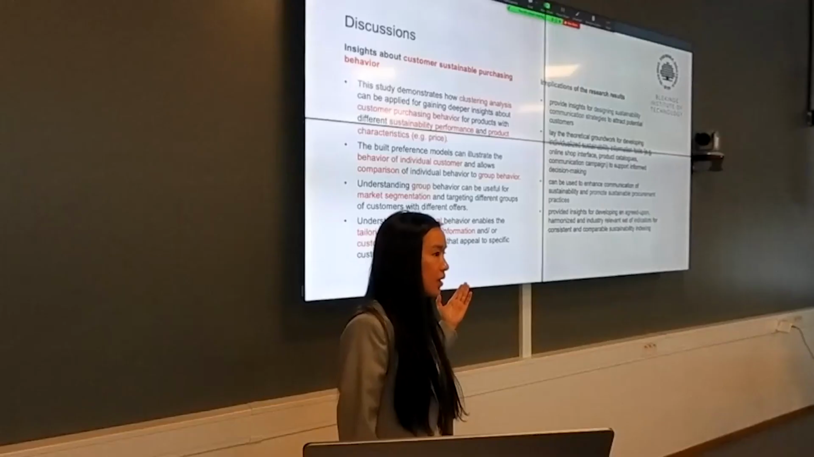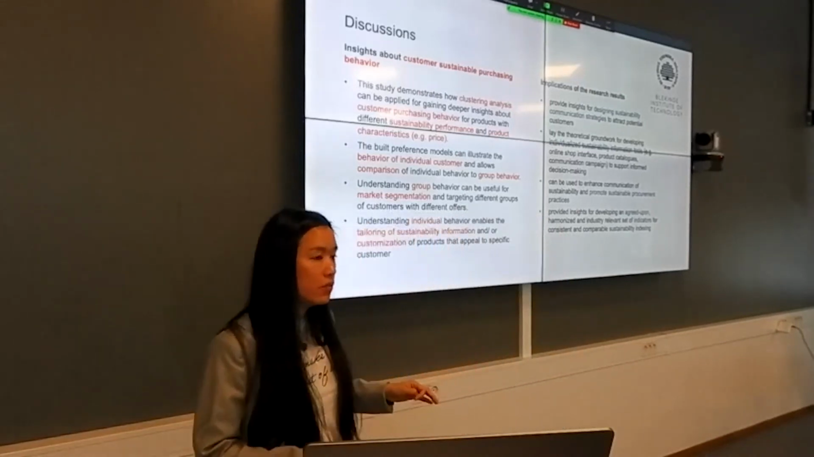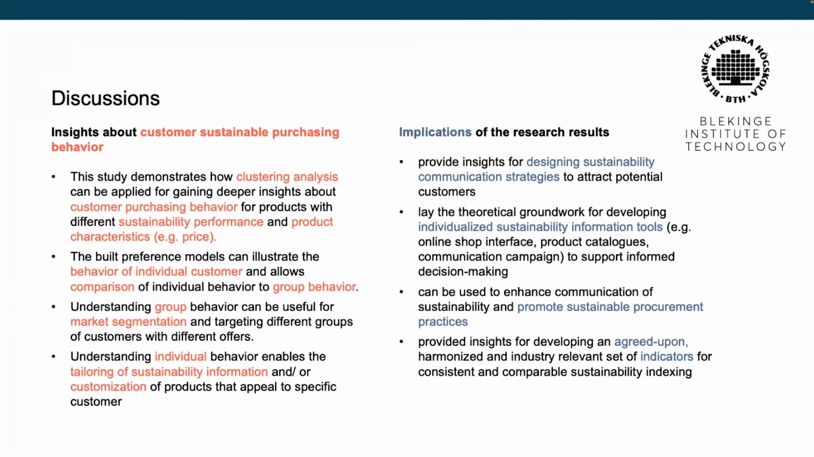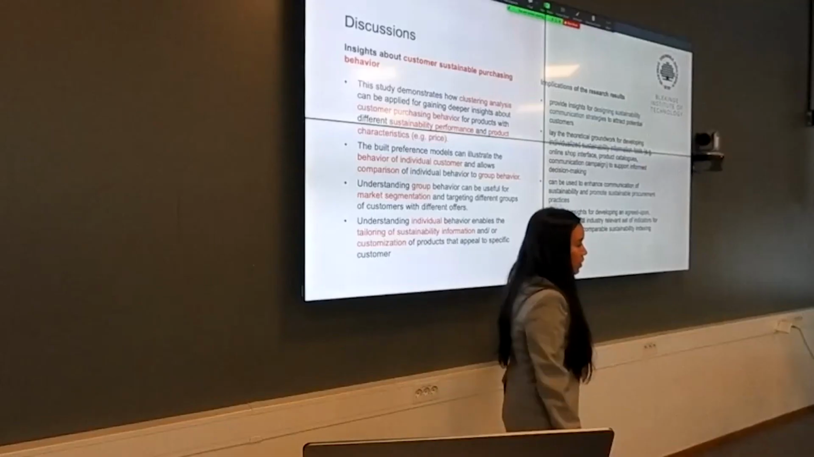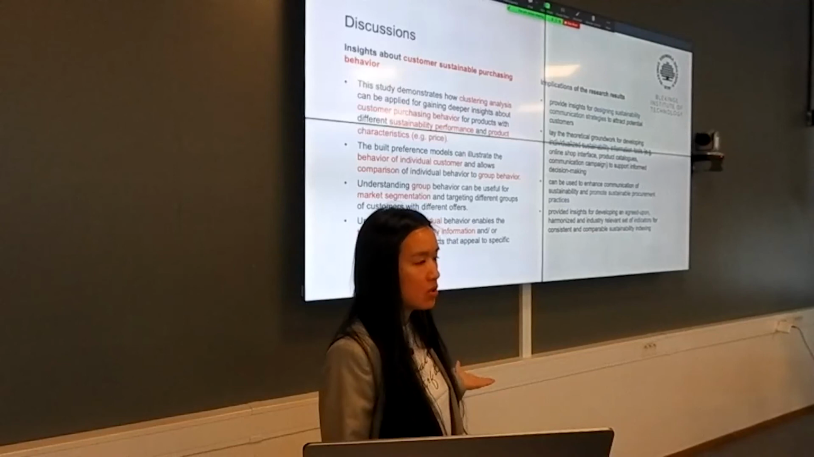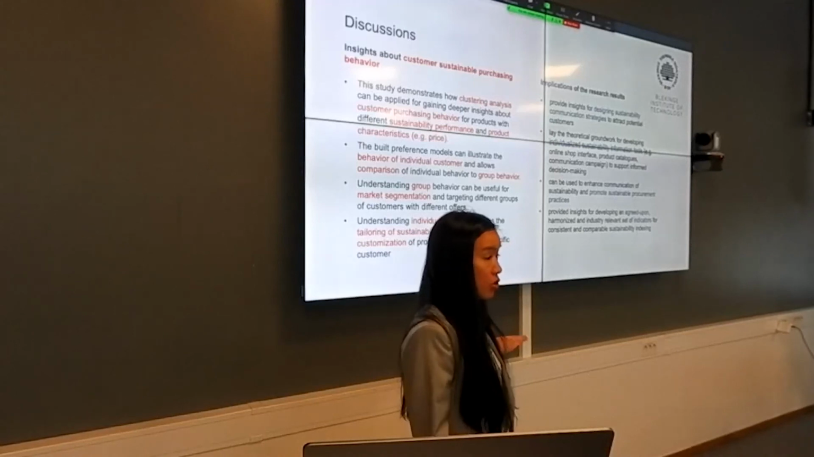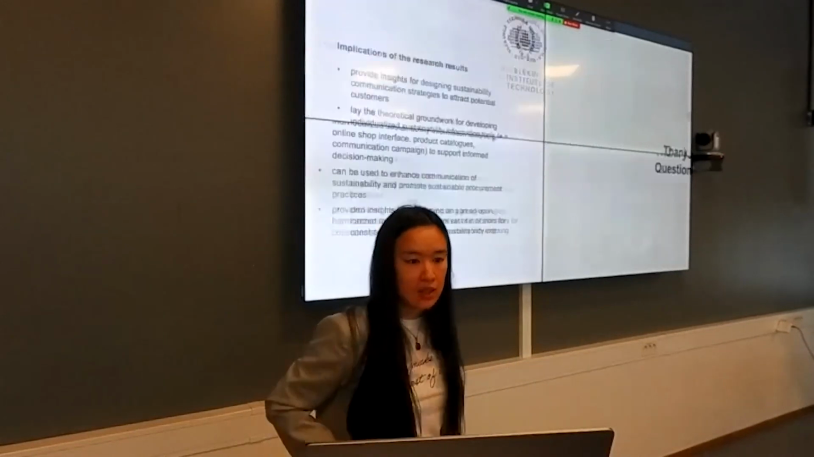For example, you can design different communication strategies for different markets, or you can individualize the information for certain customers, say print them a tailored catalog or show a different interface in the online shop. We can also use this information to enhance the communication of sustainability values to promote sustainable procurement practices. And this is related to what we talked about in my last presentation, that we can also try to develop and agree upon a set of indicators and decide what should be the weighting for the tools that I talked about earlier, which were discussed.